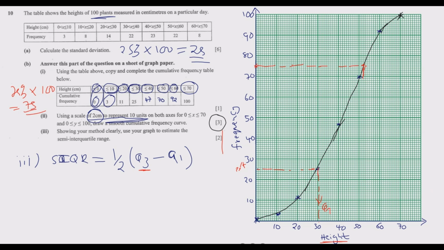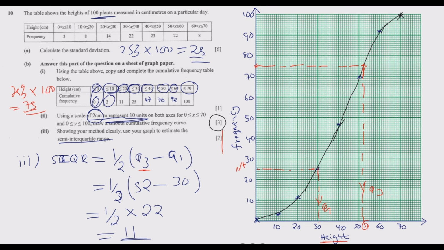So that value will come along this line, down, down, down. You find this value to be 52. So this value is the Q3. Then you substitute here, so it will be half multiplied by 52 that we found minus 30. Then we have half multiplied by 22, which gives us 11. So 11 is the semi-interquartile range. Once you do that, you would have answered question 10 in full and you would get the optimal marks.